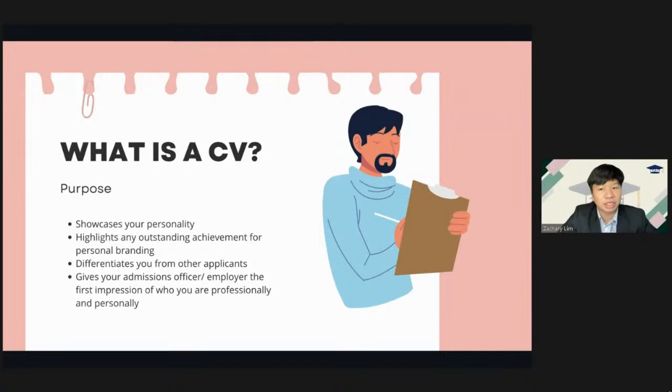And I know that some of you guys here have many activities that you have done throughout high school. Later in the format, I'll be telling you how long a CV should be. So for now, I would advise you to just try to pick and choose your highest achievements or the activities you think are most important to your personal development. So this CV also should differentiate you from other applicants, and it technically gives your admissions officer or your employer or your recruiter, for example, in a scholarship application, the first impression of who you are professionally and personally.